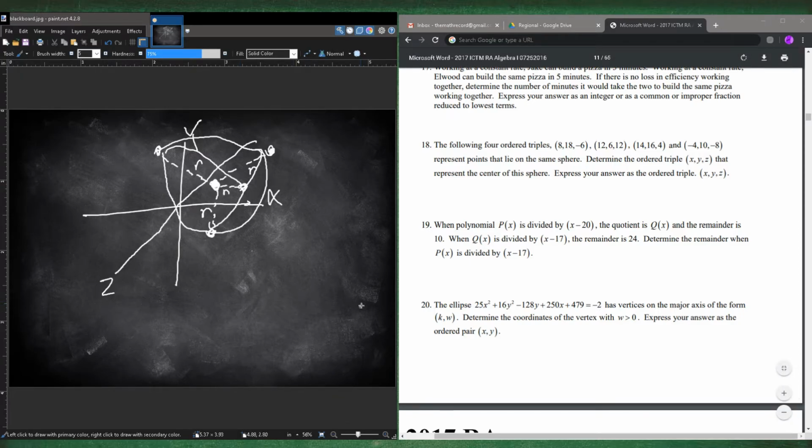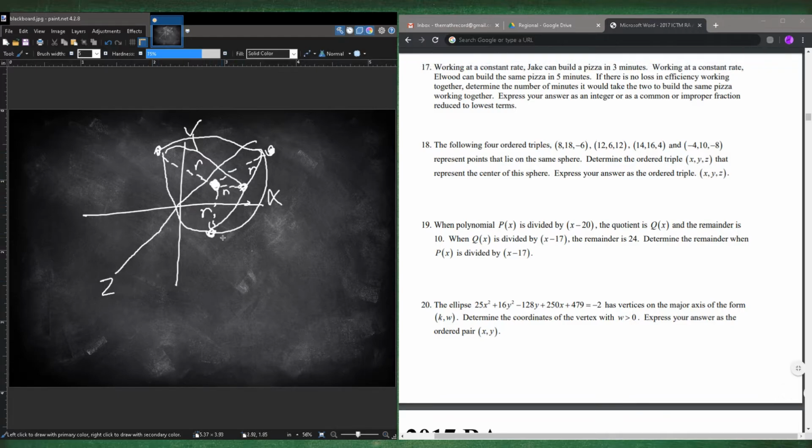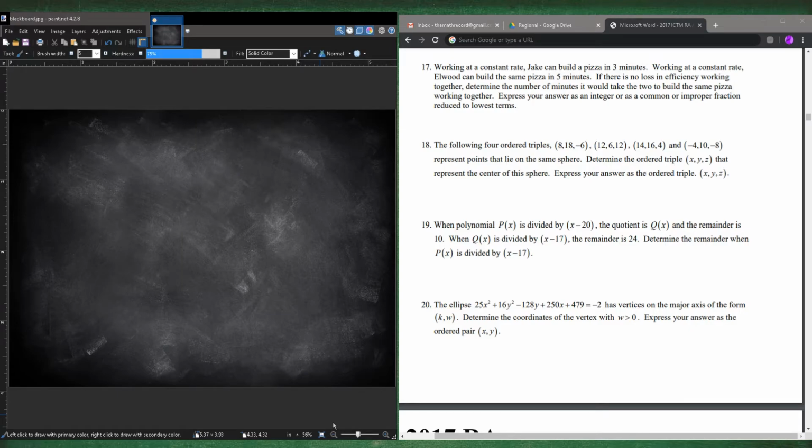So the question is asking, given these 4 points, how do we find that sphere? What is that sphere's center? What are the coordinates of that center? I'm going to show you how to do it. I'm not going to show why this method makes sense. What we're going to do is choose 2 points. The 2 points I'm going to choose are (8, 18, -6) and (12, 6, 12). This is kind of a long process, so brace yourself. It doesn't matter which 2 points you choose, you just have to choose 2 points, and you have to do this 3 times, so make sure you choose three different combinations of points.